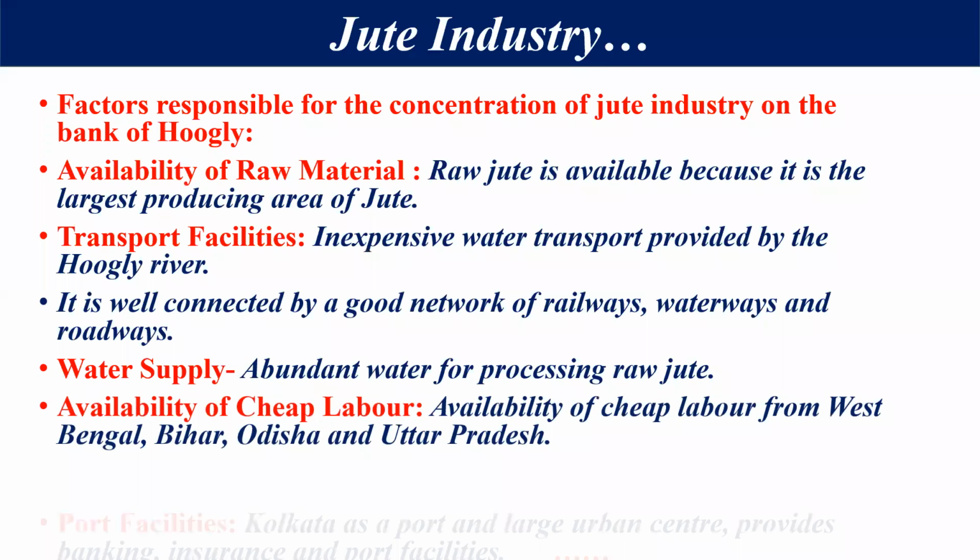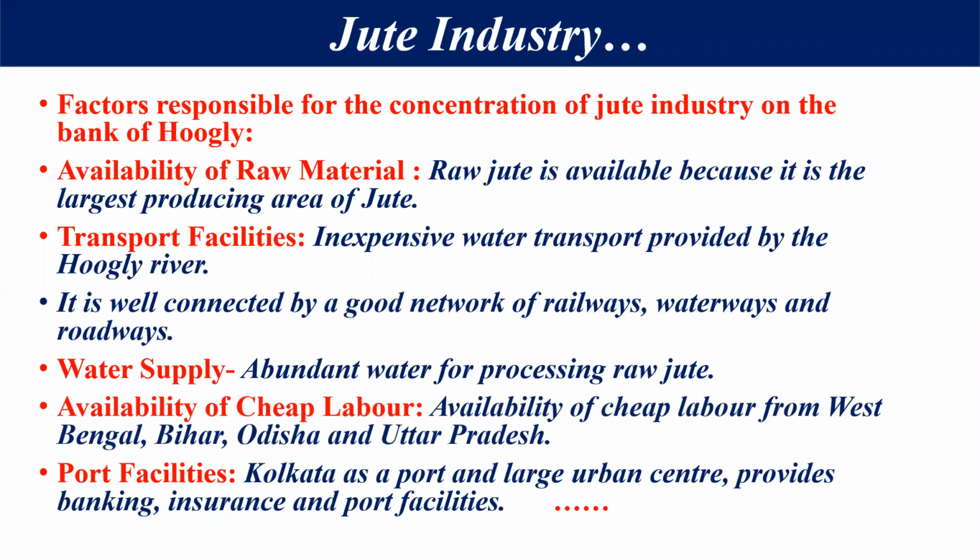The first point is the availability of raw material. Dear students, raw material means raw jute, and it is available in that area. If you think about the Ganga plain area, a river is divided into three courses. The first one is the upper course, the second one is the middle course, and the third one is the lower course. It means when the river falls into a large water body, in this way we divide a river channel into three parts.